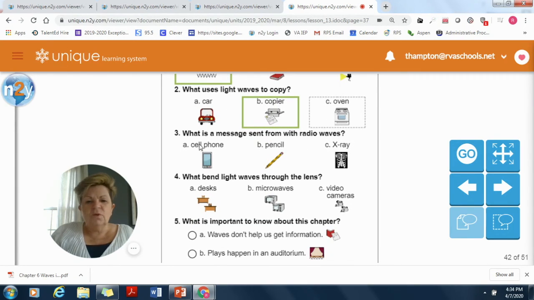What is a message sent from with a radio wave? Is that a cell phone, a pencil, or an X-ray? What is the very first item you can definitely get rid of that's not anywhere in any of our answers? Yes, it's pencil. Pencil doesn't make any sense at all. Cell phone or X-ray? Now, did we talk about X-ray?